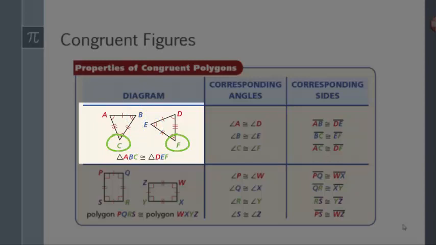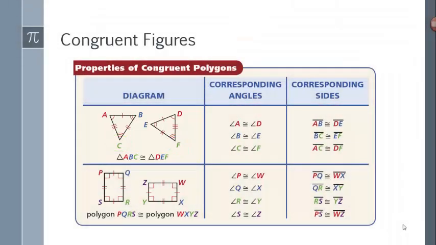And notice the way we name the sides. We say that side AB corresponds to side DE. So in the triangle on the right, we don't name that segment from left to right. We name it from corresponding vertex to corresponding vertex. AB is congruent to DE. BC is congruent to EF. AC is congruent to DF. And yes, I will be picky about that. Similarly, we see this in the congruent polygons down below as well.